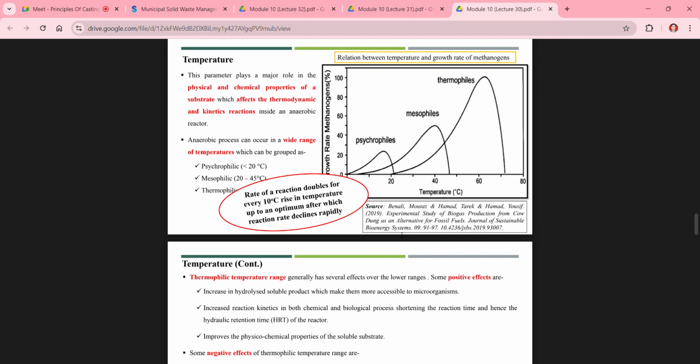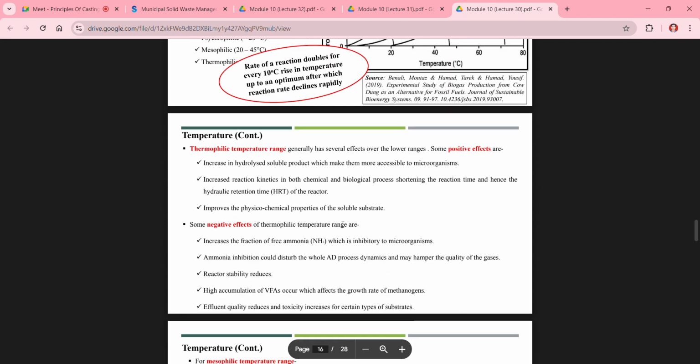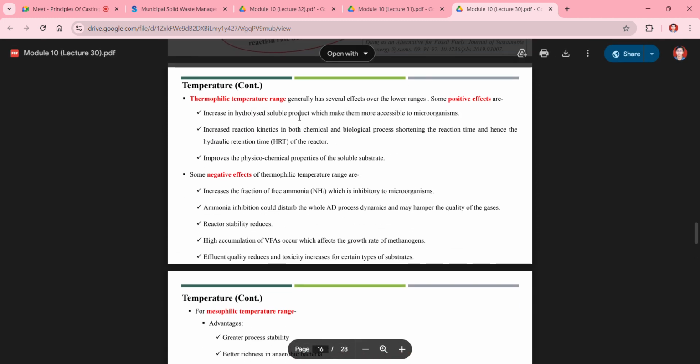While in the mesophilic phase, the temperature increases up to 50 degrees Celsius, and the methane generation will be around 40 to 50%. While in the thermophilic phase, the temperature will become greater than 70 degrees Celsius, and the methane generation will be around 90 to 100% at maximum. So the rate of a reaction doubles for every 10 degrees Celsius rise in temperature up to an optimum, after which the reaction rate declines rapidly.